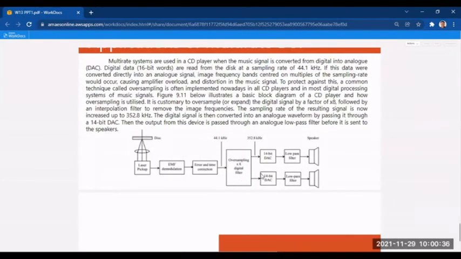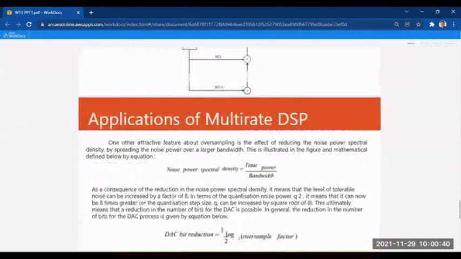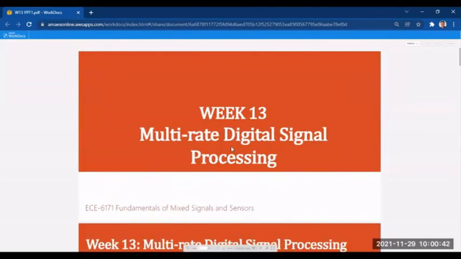So that's the end of our week number 13 discussion, which is multi-rate digital signal processing.